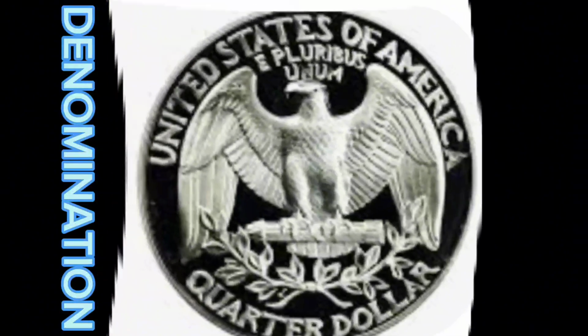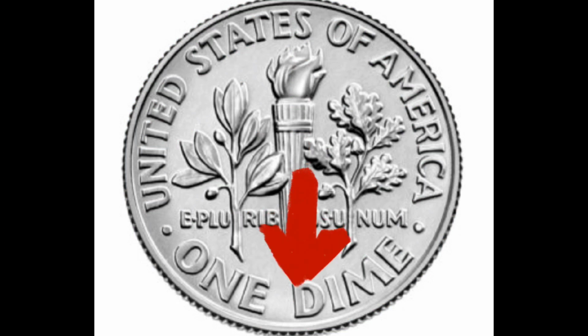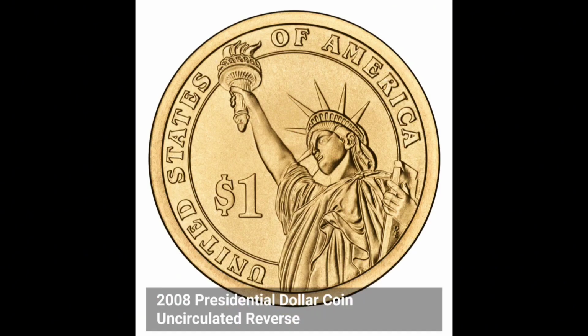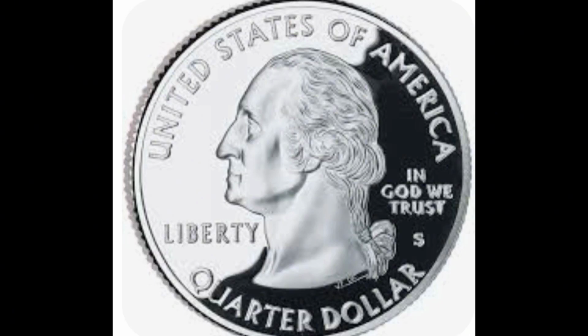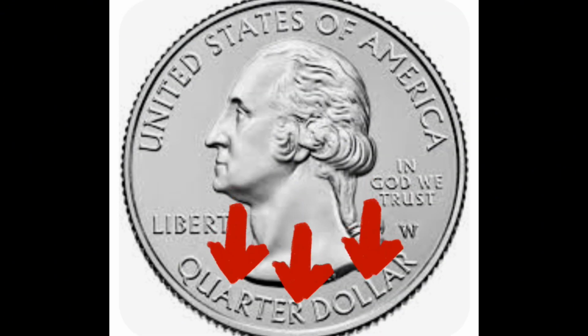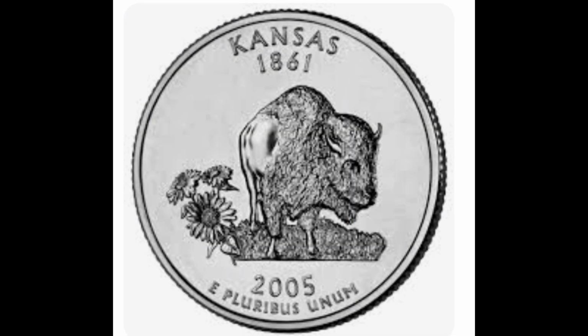The denomination or value of a coin is the most important inscription on a coin, because without it, you only have a metal. This inscription can be written or expressed in numerical form and is typically found on the reverse of American coins. In 1999, beginning with the state quarters program, the denomination written as quarter dollar was moved to the obverse of the coin to allow for more artistic freedom on the reverse.